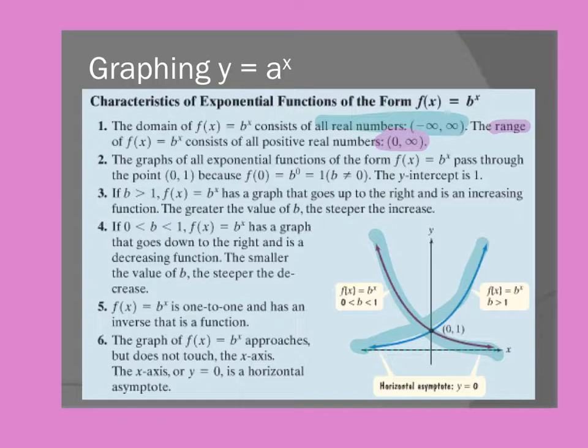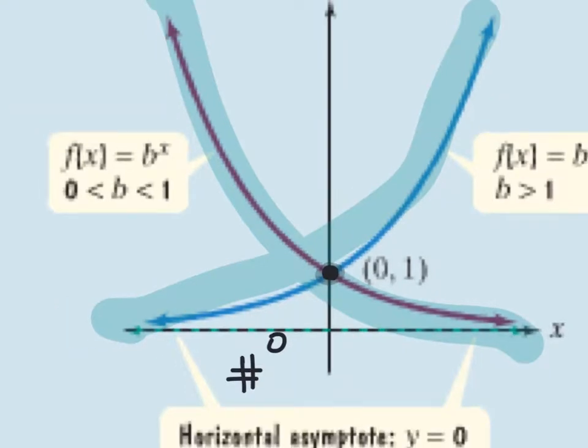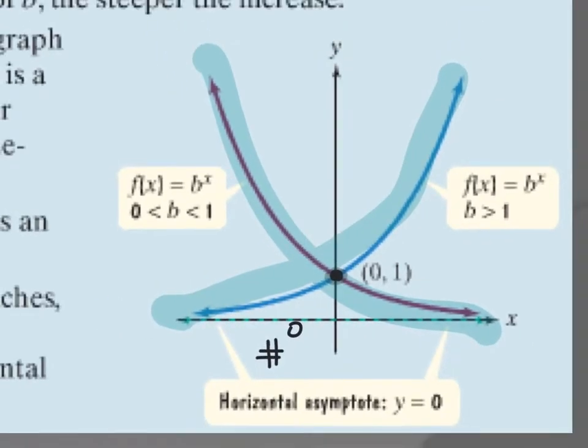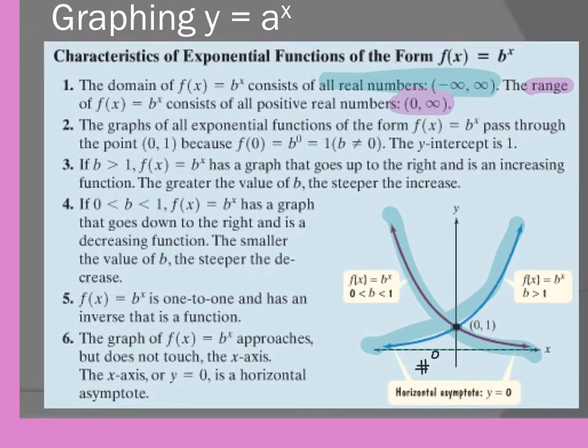Number 2, the graphs of all exponential functions of the form f of x equals b to the x pass through the point 0, 1. So if I look at this point, no matter what my exponential function is, whatever this number is, when I raise it to the 0, what do I get? 1. So this is always going to be part of your standard exponential function. That's your y-intercept. Again, that will shift when you start shifting vertically or horizontally. But your standard function, your parent function, will always have that 0, 1.